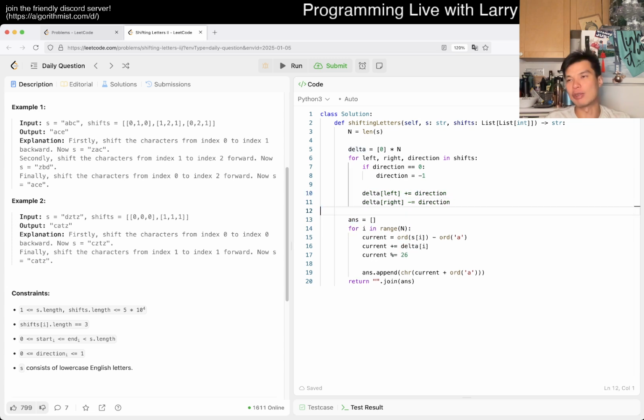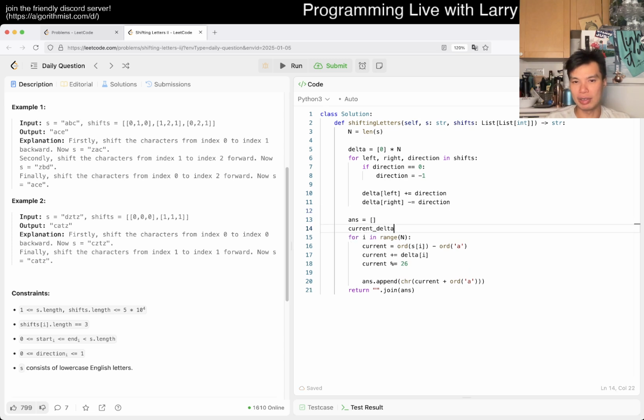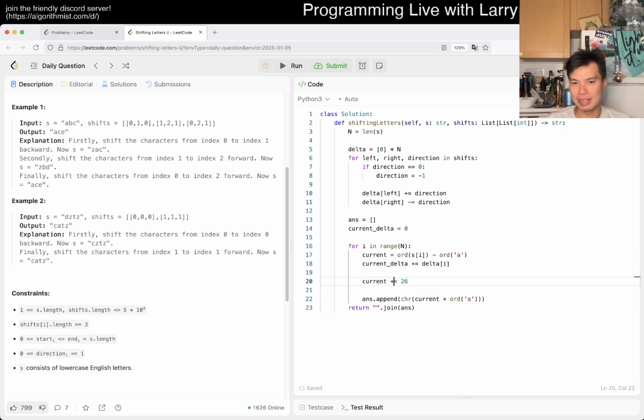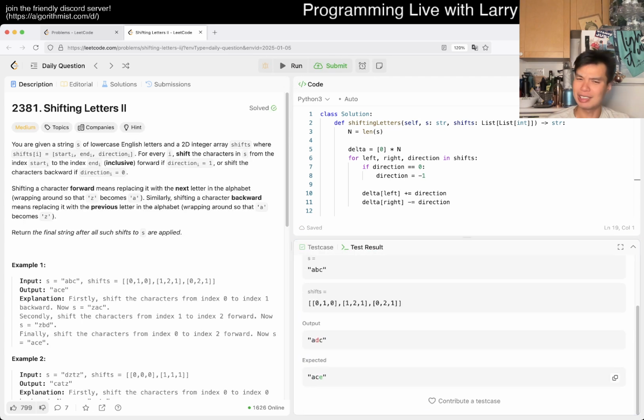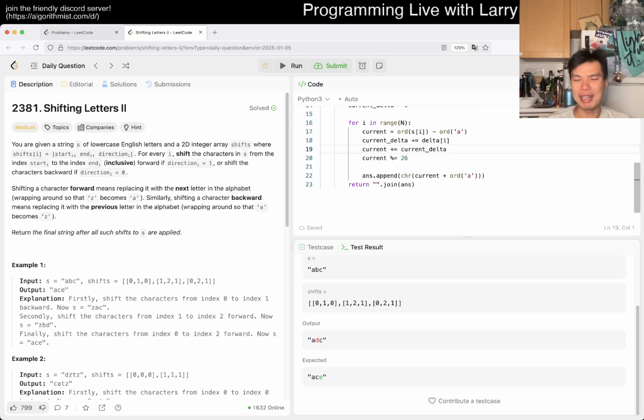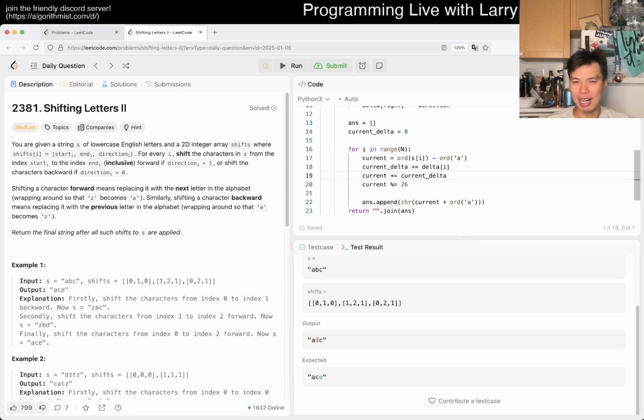The reason is that as we sweep line, we can get the current delta, right? So maybe the current delta is equal to 0 to begin with, and then the current delta would be plus equal to delta, and then current would be plus equal to current delta, and then current also mod 26. What a sloppiness. Sorry friends, I got confused a little bit. Okay, still wrong though. I went by that a little bit fast, so maybe that's the case.